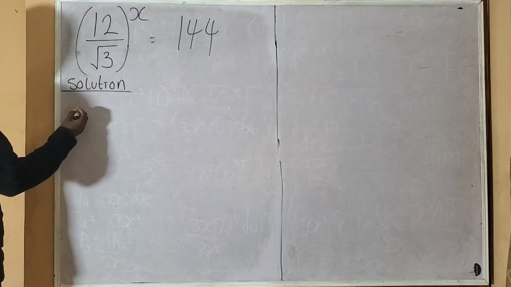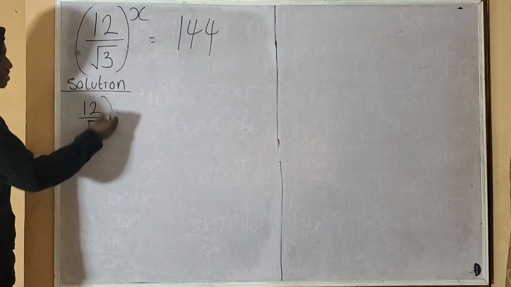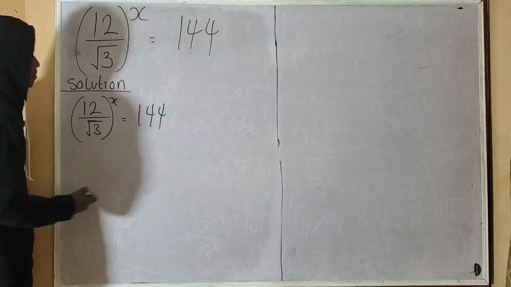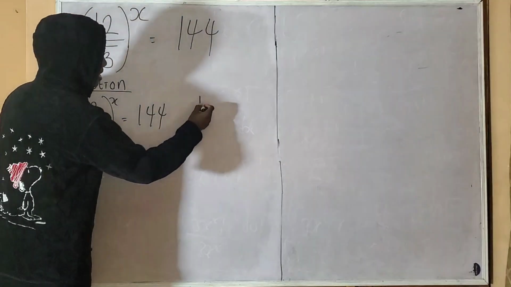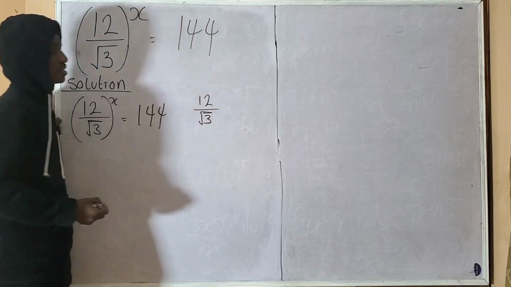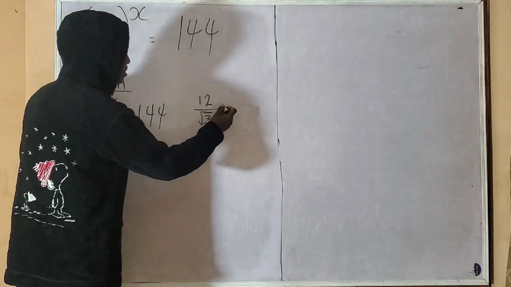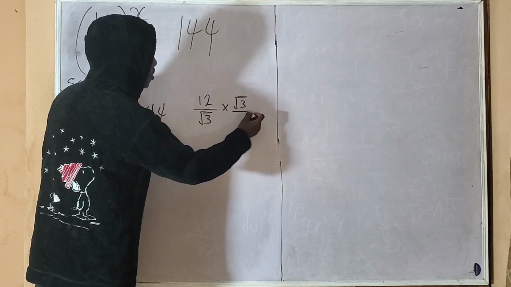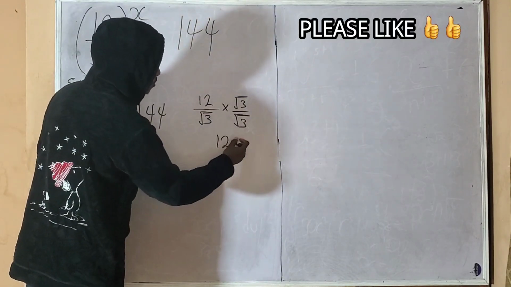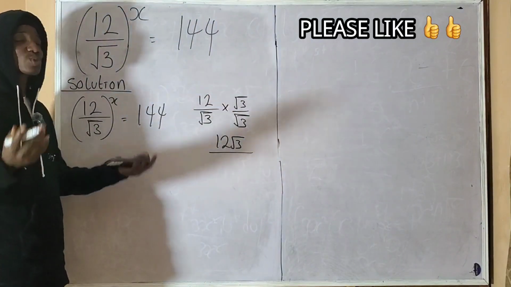Look at the question. We have 12 divided by root of 3 raised to the power of x equals 144. The first step is that I would like to rationalize 12 over root of 3. To rationalize this, I'm going to multiply both the numerator and the denominator by root 3, right? 12 times root 3 will give me 12 root 3, and then root 3 times root 3 will give me the square root of 9.